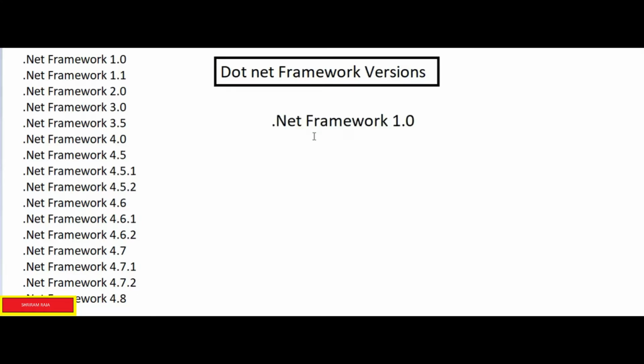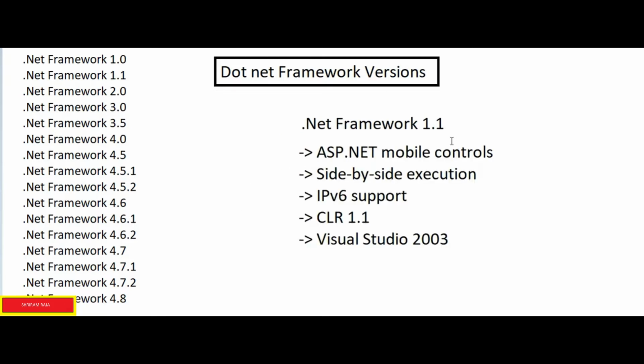In .NET Framework 1.0, CLR 1.0 is introduced. In .NET Framework 1.1, ASP.NET Mobile controls, side-by-side execution, IPv6 support, CLR 1.1 and Visual Studio 2003 have been introduced. So these are the upgrades made in the next version, Framework 1.1.